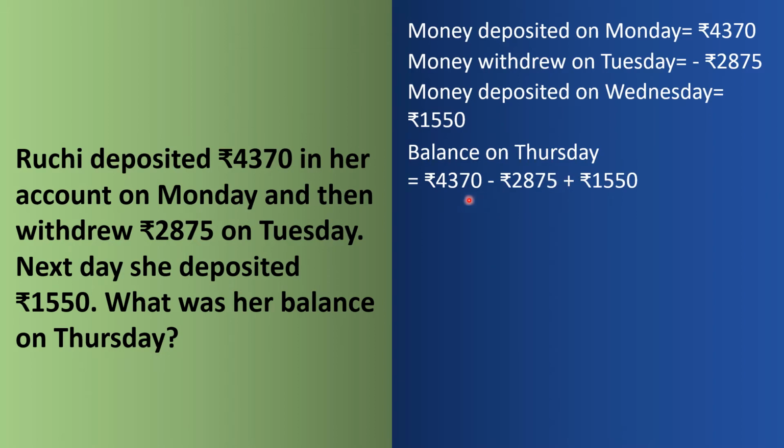Just add them: rupees 4,370 minus rupees 2,875 plus rupees 1,550. Here let us add both positive integers first. So it is 5,920 minus 2,875, which is rupees 3,045. Balance on Thursday.